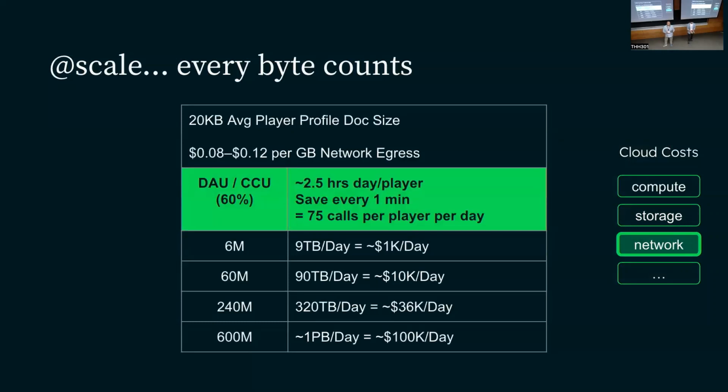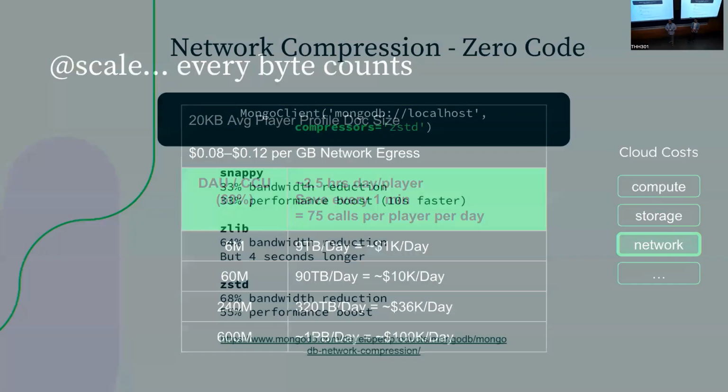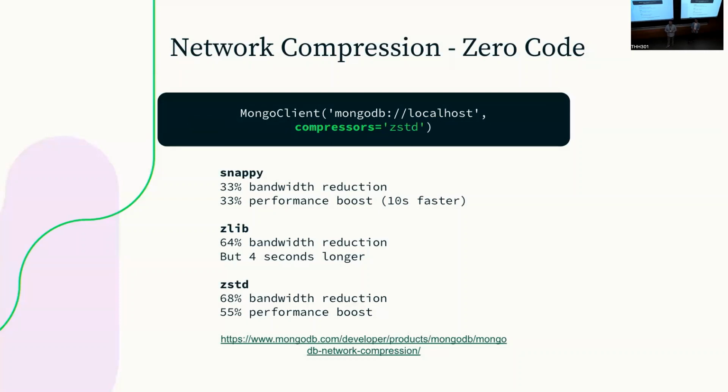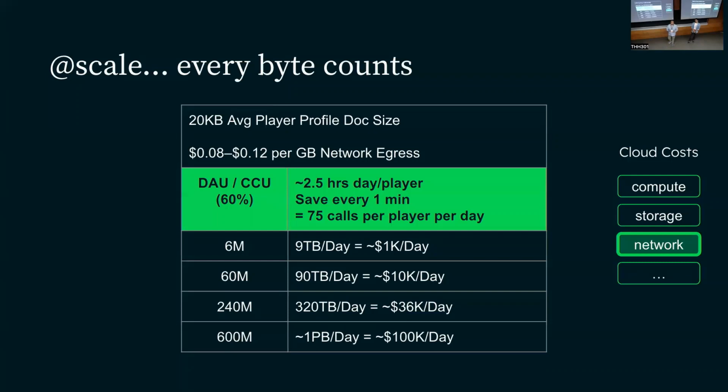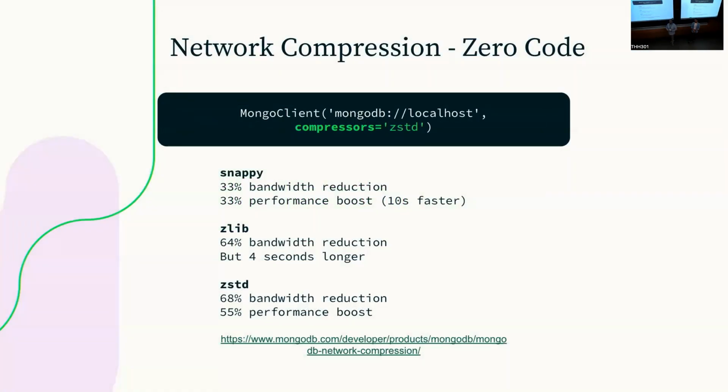Depending on the game, some are more write intensive or more read intensive, some games are more chatty than others. So this is just an estimate, but in real life, I'll show you a graph shortly of a game that was suffering from high network costs and help them optimize. So what could you do as a developer?